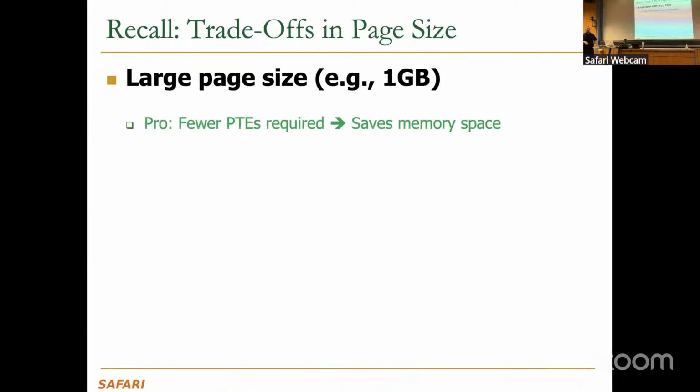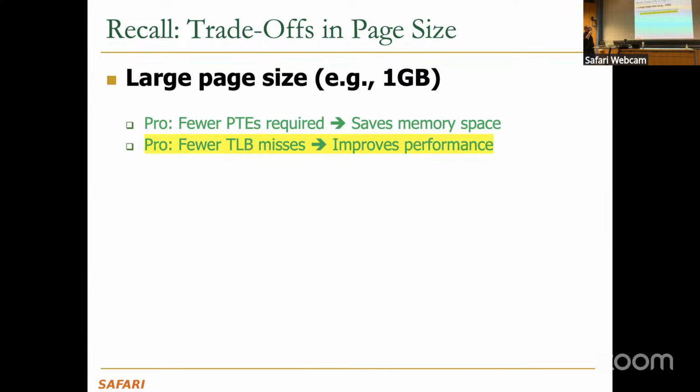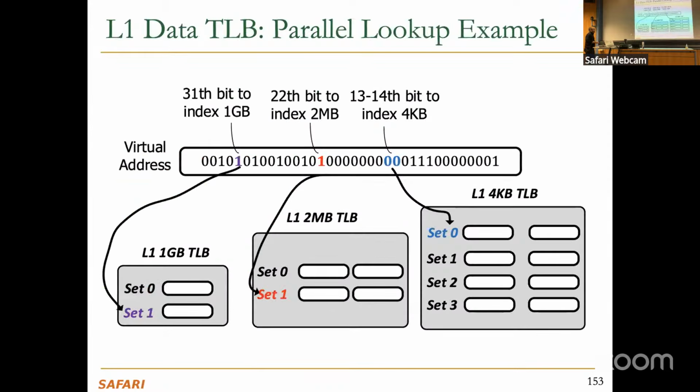Why? Because we do not know the page size a priori. We do not know what is the page size before we access the TLBs. We simply need to make assumptions about the page size. So a second benefit of using larger page sizes here is that we will potentially have fewer TLB misses. Why? Because we can pack into a single entry of the TLB a much larger area being covered. So we have 3 TLBs here, one for the 1 gigabyte pages, one for the 2 megabyte pages, and one for the 4 kilobyte pages.